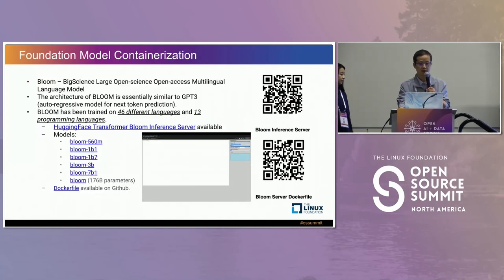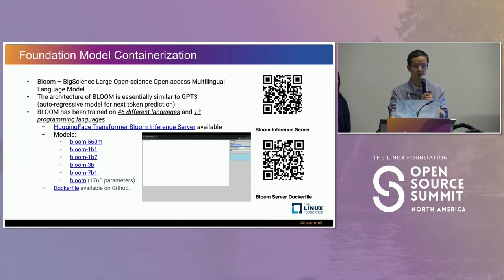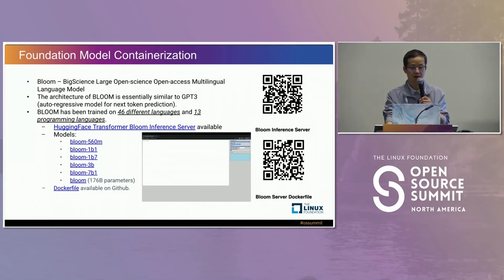So a quick discussion of the models we are using in our evaluation. We're using Bloom, a model from Big Science. You can get it from Hugging Face, and it has multiple variations. You can have smaller ones with only a few hundred million parameters to the big ones with 176 billion parameters. You can scan the QR code to get the Dockerfile. That's step number one.